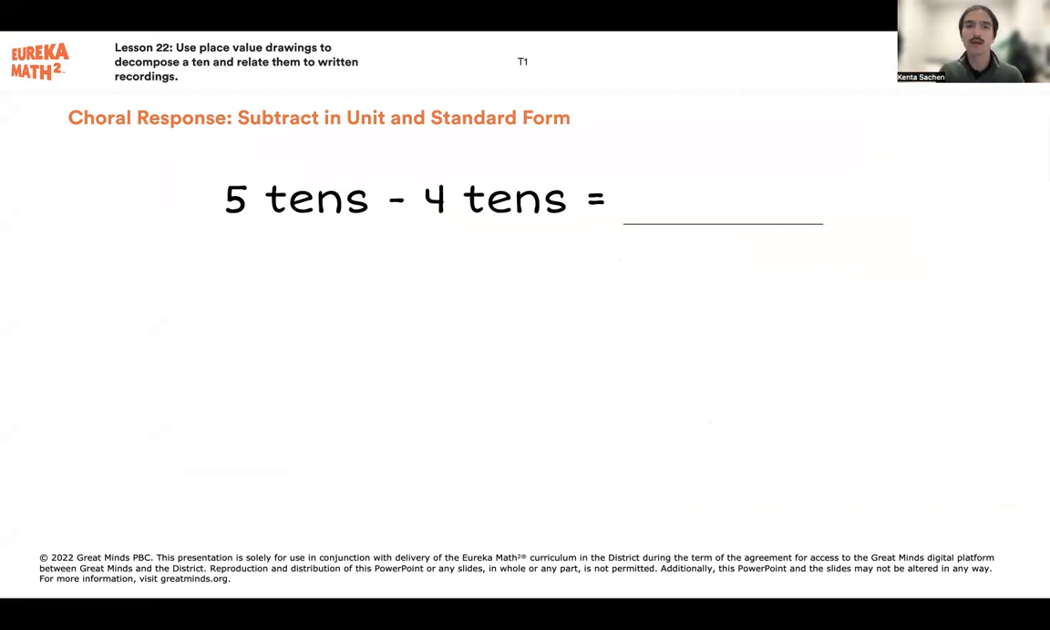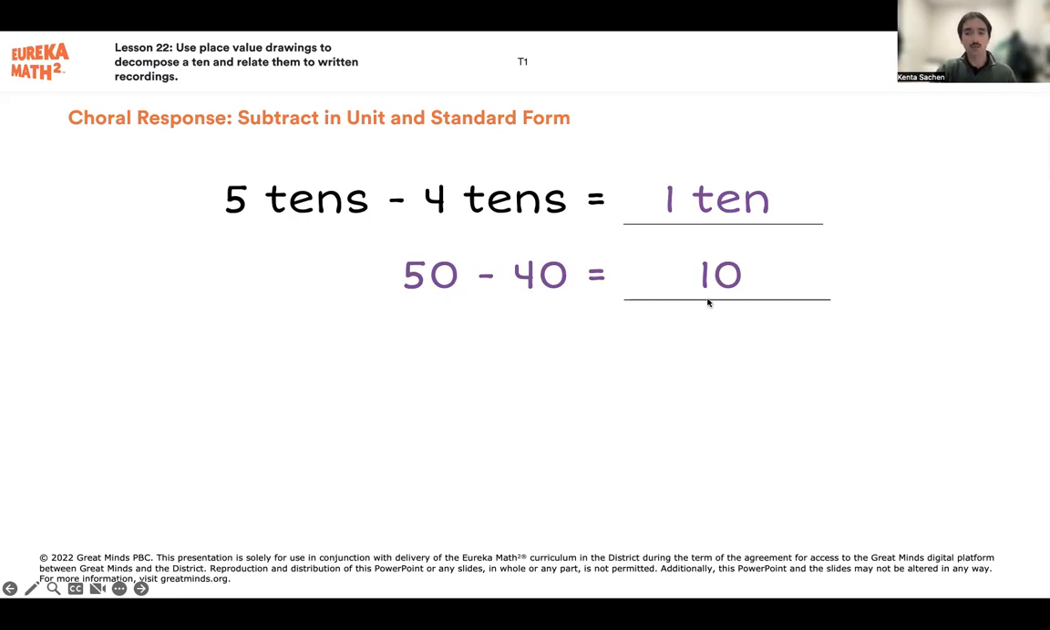So here we have a problem. 5 tens minus 4 tens. What is 5 tens minus 4 tens? Let's think. 5, then we're going to take 4 away. You can also count up from 4 tens. 4 tens, 5 tens, 1 ten. Now, if we write this in standard form, we can think of this as 50 minus 40 is equal to 10. 5 tens minus 4 tens is equal to 1 ten. And this is going to be an important thing that we're going to continue working on this year.